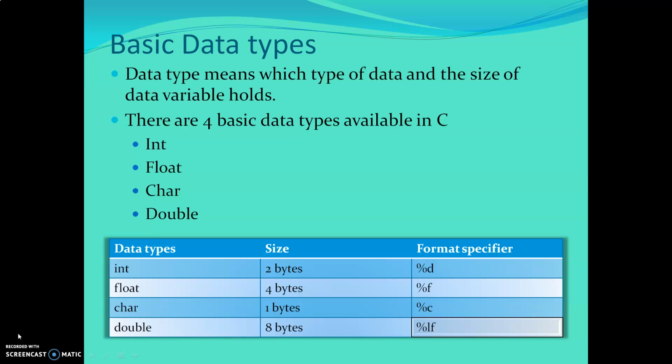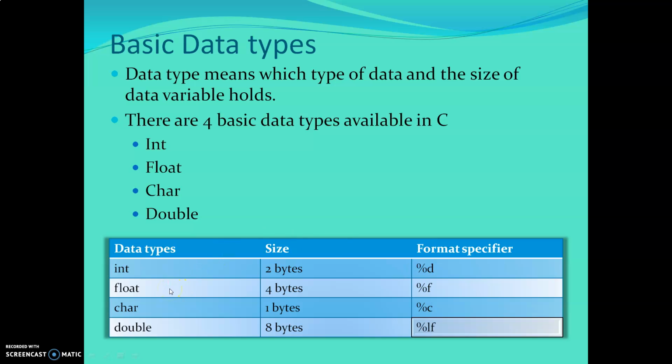Basic data types. Data type means which type of data and the size of data a variable holds. There are four basic data types available in C: int, float, char, and double. For integer data types, 2 bytes of memory is allocated by the compiler. The %d format specifier is used.